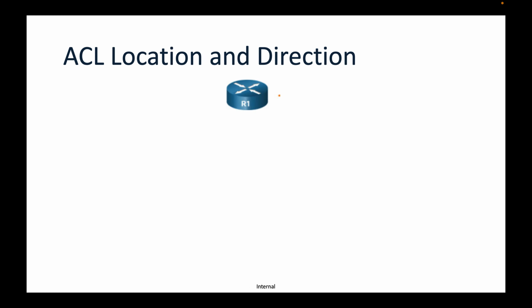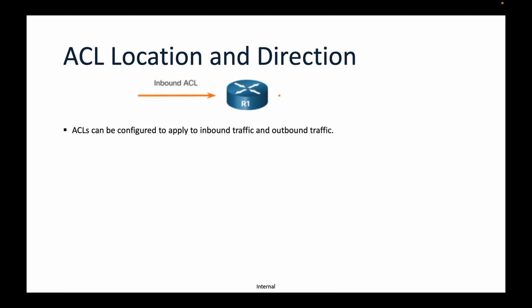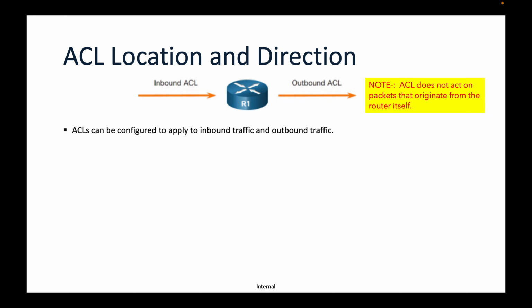So let's look at where the ACLs are placed and in which direction they are applied. An ACL can be configured to apply to inbound traffic, where the packets enter the router, and outbound traffic, where the packets leave the router. You should make a note that an ACL does not act on packets that originate from the router itself. If the traffic is generated from your own router, then the ACL will not be effective.